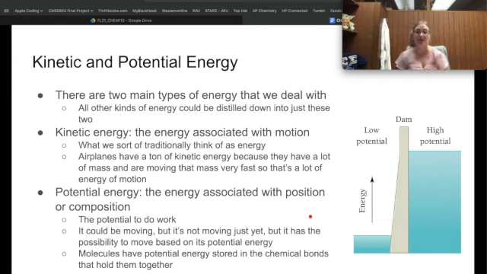So kinetic energy is the energy associated with motion. It's kind of what we traditionally think of as energy. You're bouncing around, you're moving around, lots of energy. Airplanes, for example, have a ton of kinetic energy because they have a lot of mass and they're moving very, very fast. So that's a lot of energy that has to keep all of that mass moving.